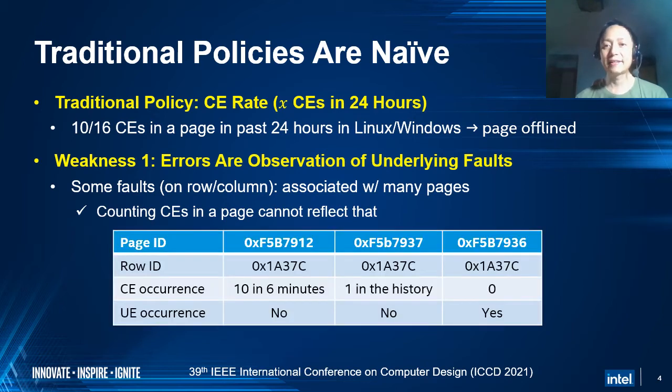Here is a real example. There are 3 pages in a row. The first has more CEs. The second has fewer, while the third, without CEs, encounters a UE.